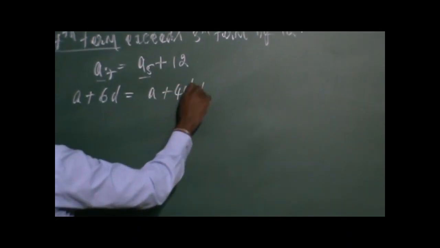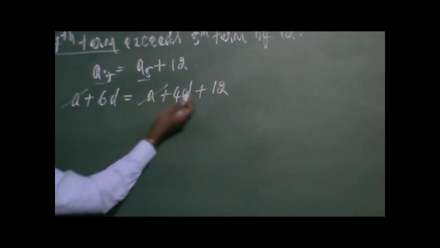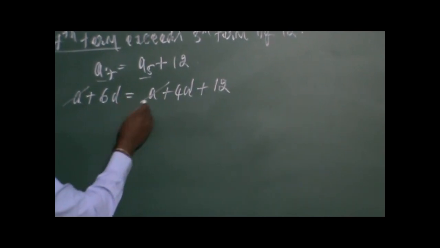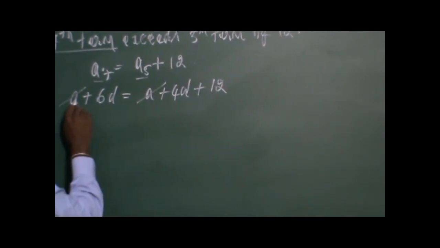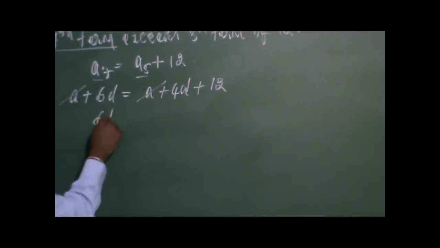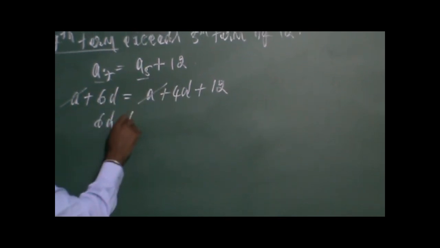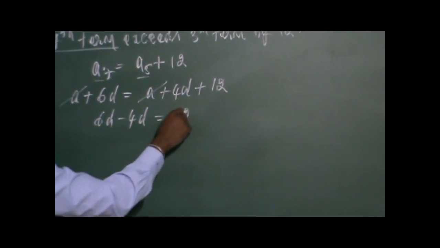So now we don't have any other option other than defining the given terms. Define A7, so it can be written as a plus 6d, is equal to the 5th term, which is a plus 4d plus 12. Usually a and a cancel because both expressions are separated by equals. Both are like terms having the same sign, so they get cancelled. So 6d, plus 4d gets transposed, that is minus 4d, is equal to 12.